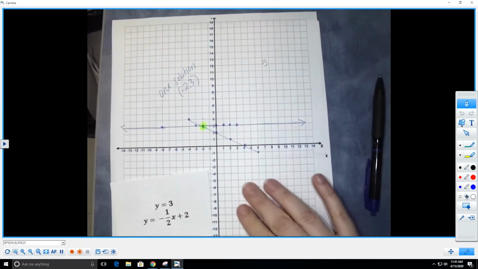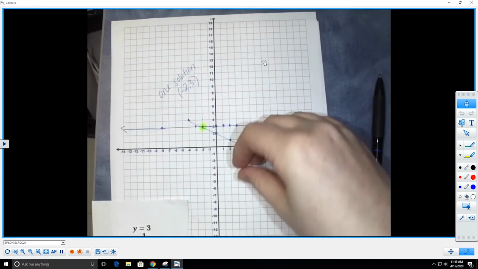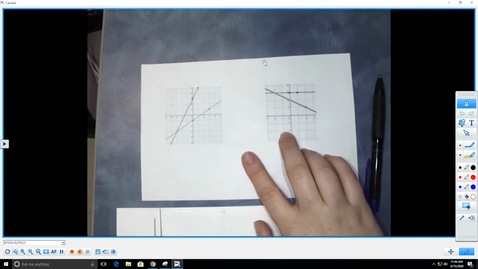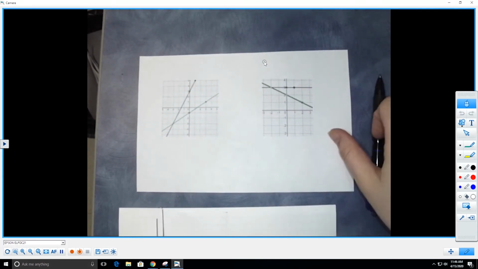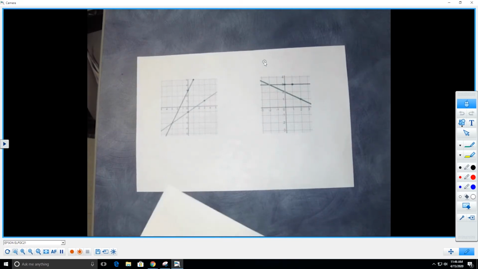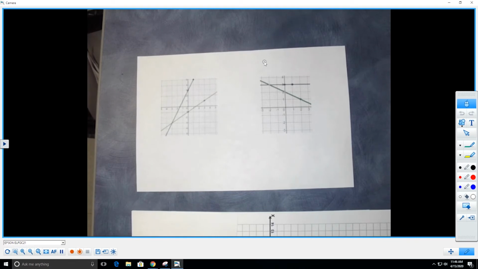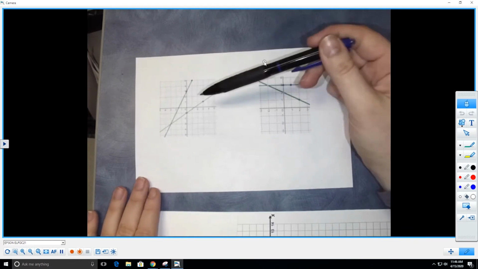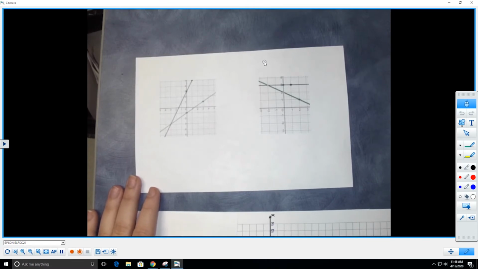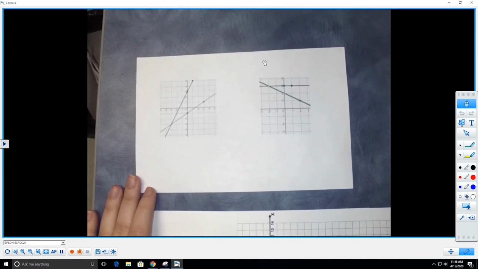So let's look at both the systems that we just graphed. Here are both of the systems that we just graphed. Here's the first one, and here is the second one. We can see that in both of these graphs, the lines intersect at one point, just like we graphed together. This tells us that each system has one solution, and the solution is the ordered pair of the point of intersection.